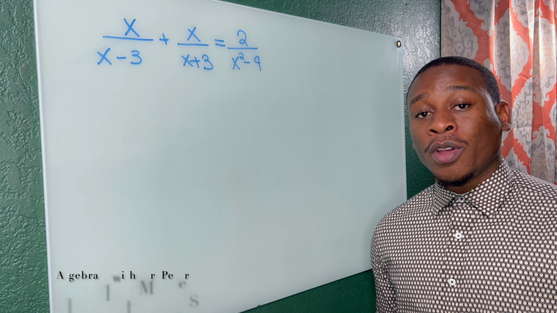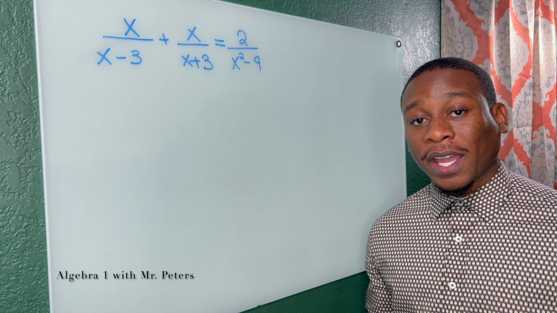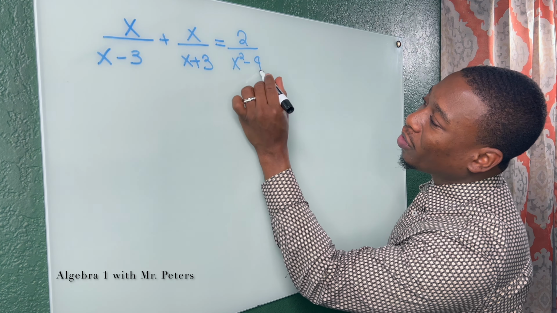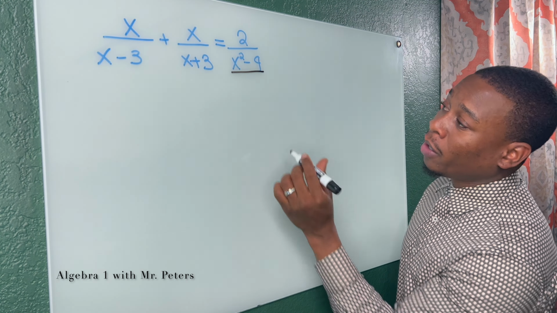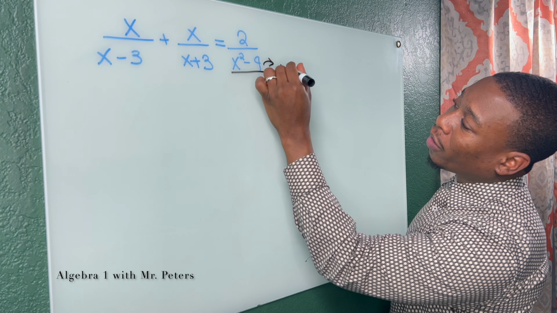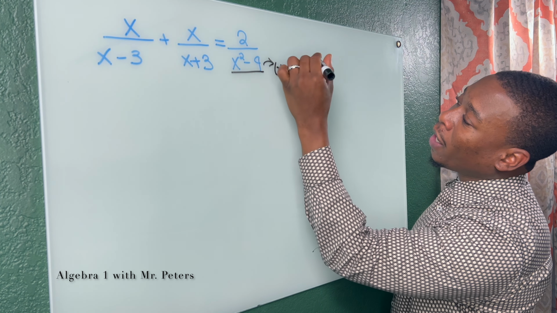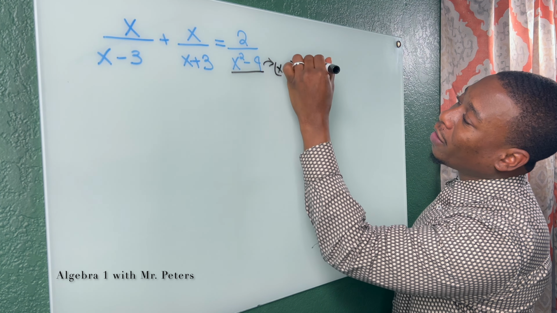Starting off this video, the most important thing we need to understand is the common denominator, right? So when we look here, we have to make sure everything is factored. And once everything is factored, then we could determine what the common denominator is. And that common denominator is going to be x plus 3 times x minus 3.